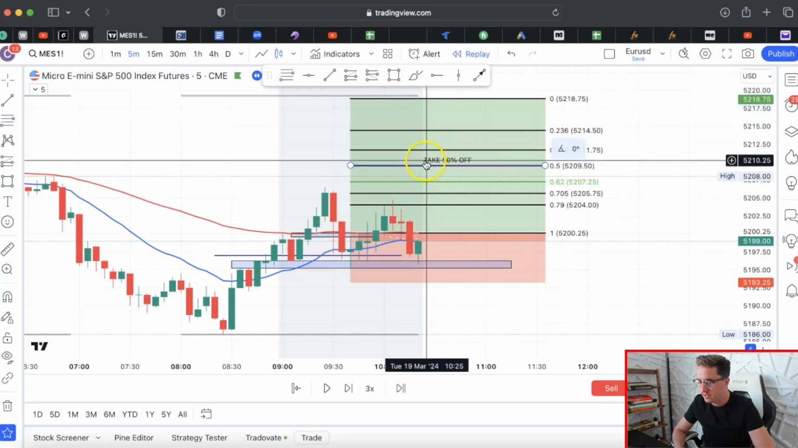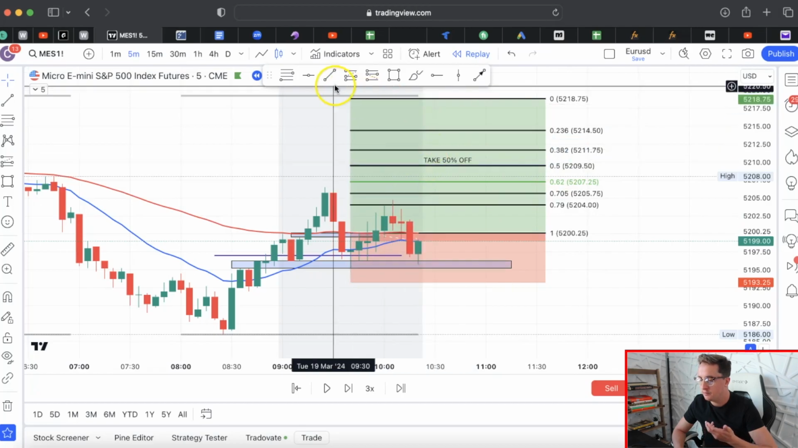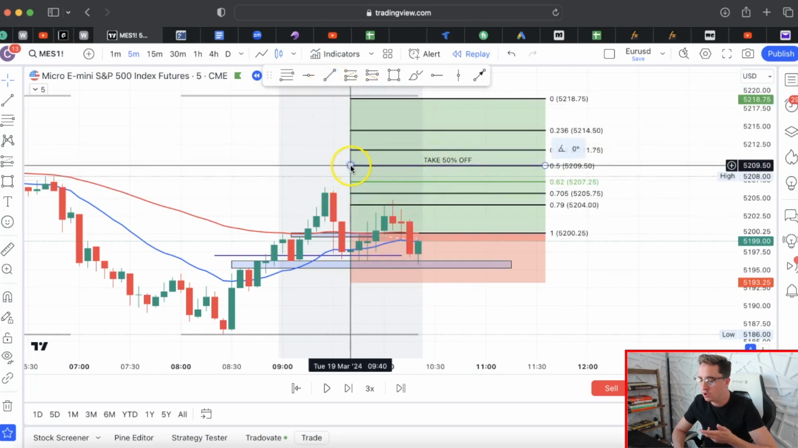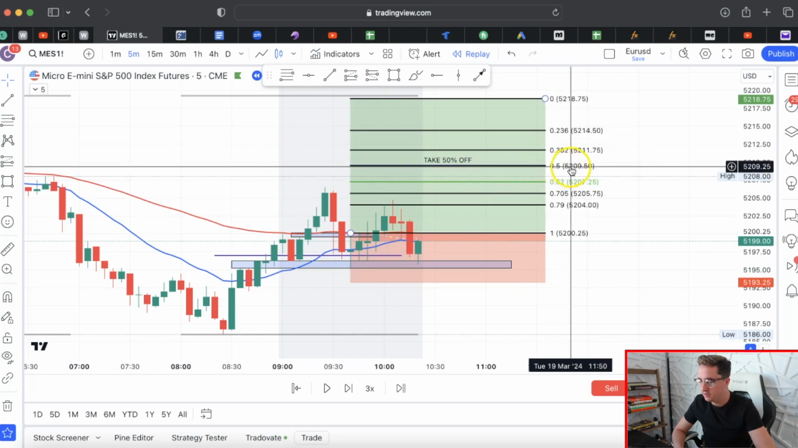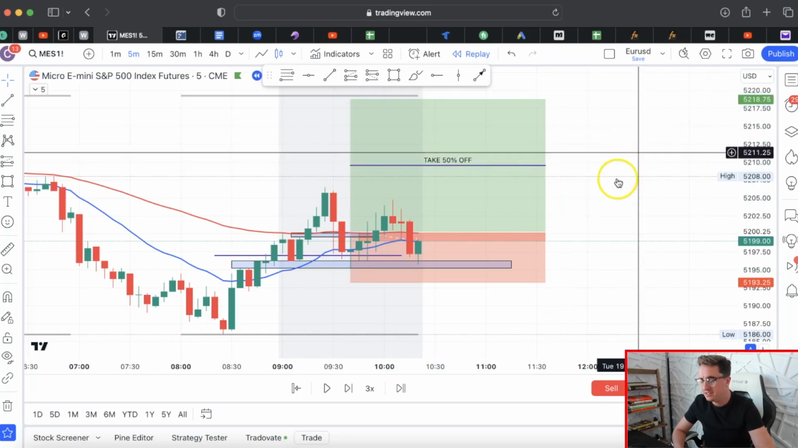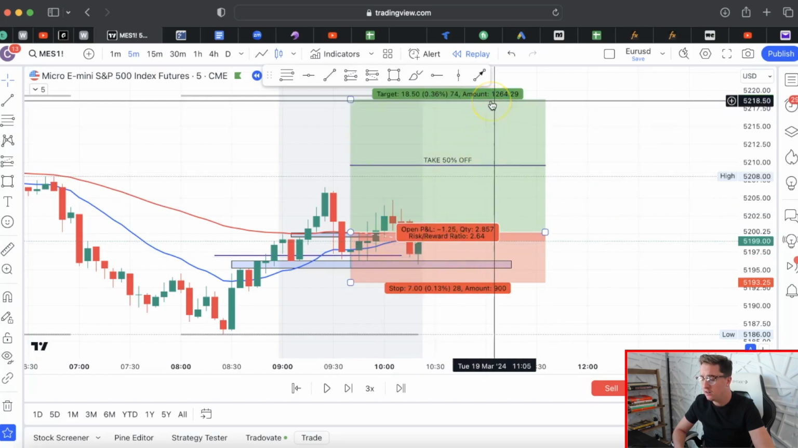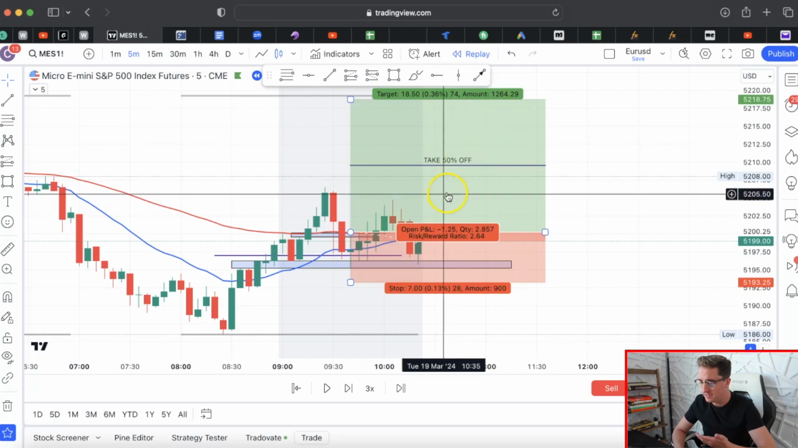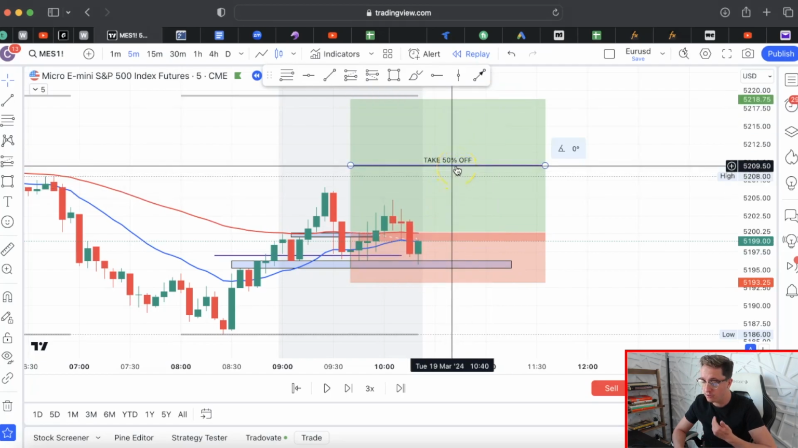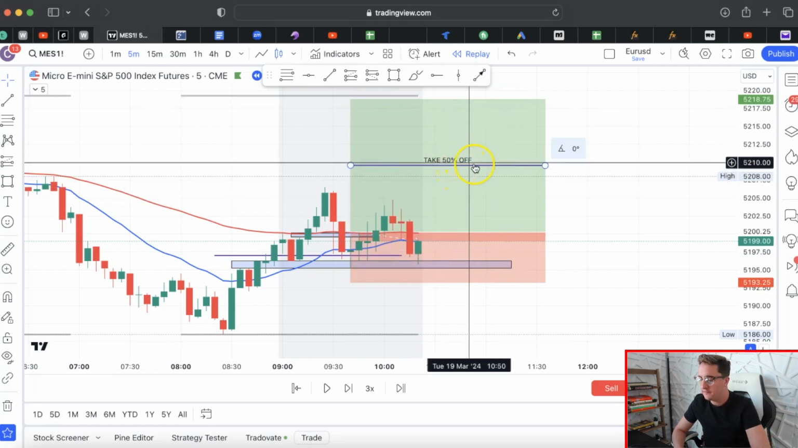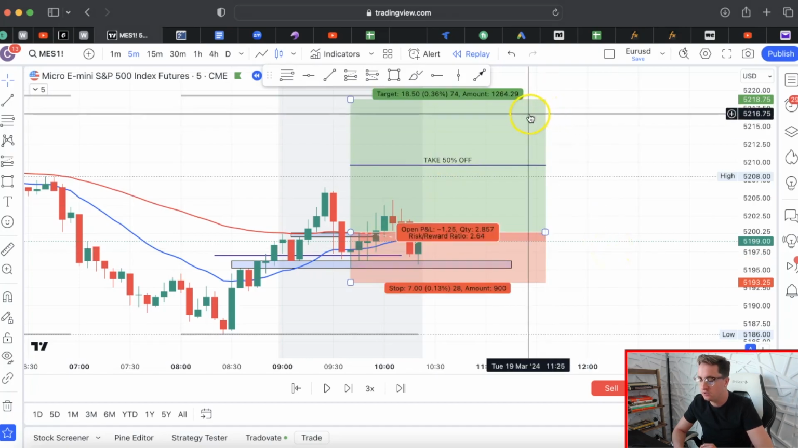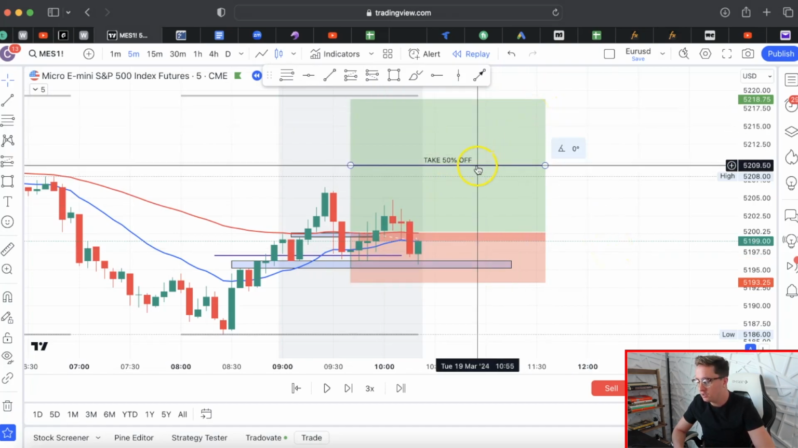So you can see where it says take 50% off. I'm getting a trend line and I'm marking it up right here so I can see where that 50% level is. Because I'm not just going to wait for the whole position to ride to my TP to take it off. I want to be able to take a partial of my profit off once it reaches that 50% level right there. So that's how I had it marked up.